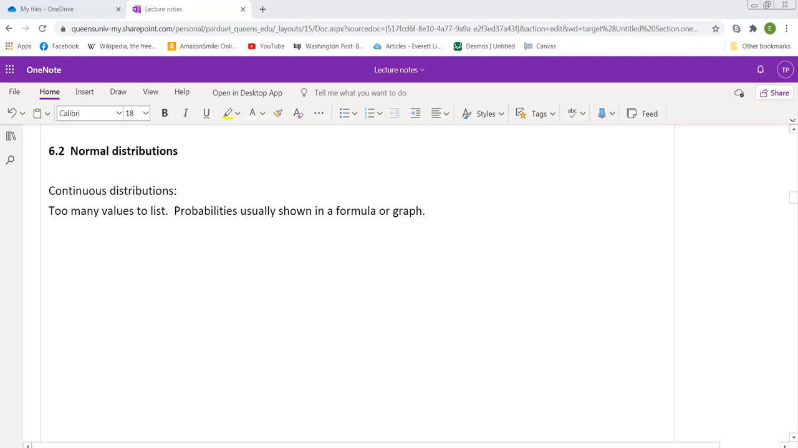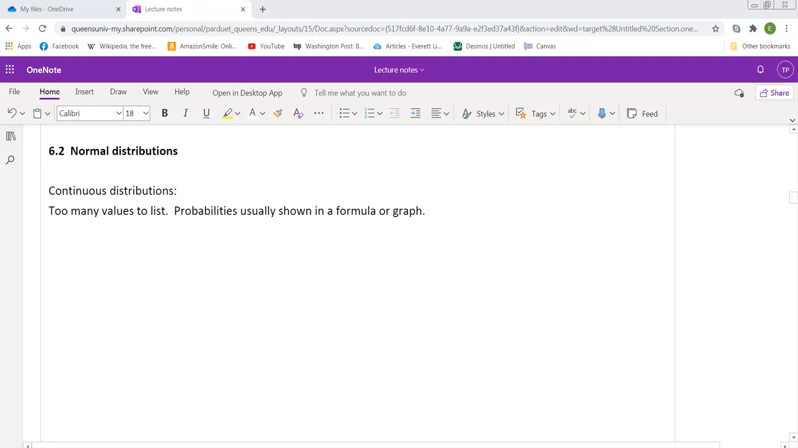All right, so before we talk about normal distributions, we need to talk about continuous distributions in general. And that's because the normal distribution is a continuous distribution. There are tons of other ones, but the normal distribution is one of them. So we need to talk about how to handle those first.